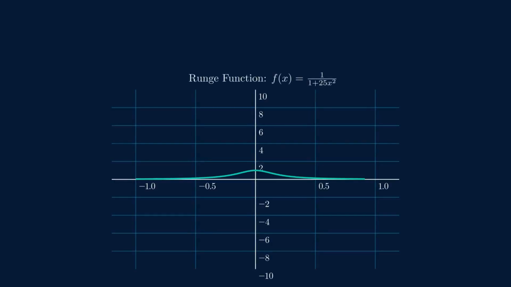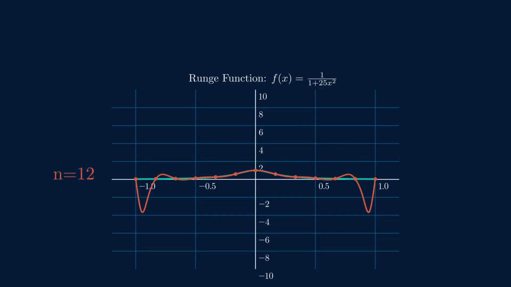Here is Runge's function. f of x equals 1 over 1 plus 25x squared, interpolated on equidistant nodes over the interval -1 to 1. We will raise the degree. At 10 nodes, the interior is reasonable, but the endpoints overshoot. Maybe using more points will help.